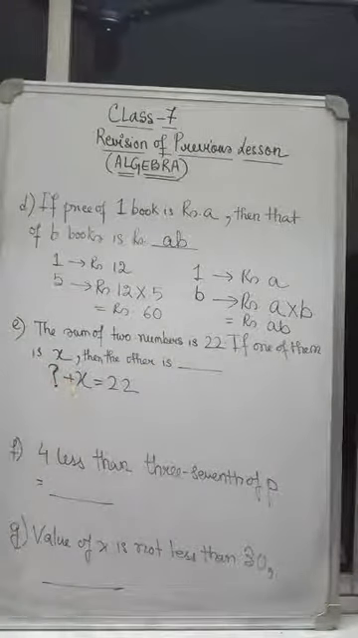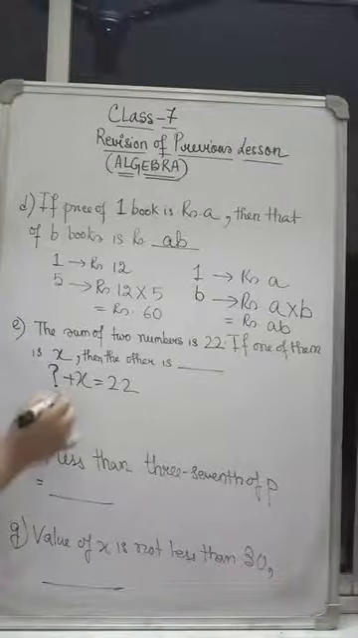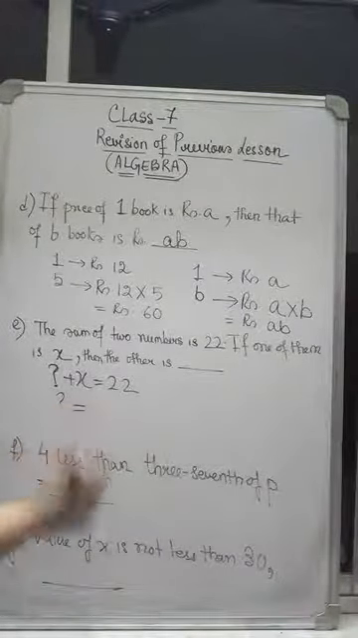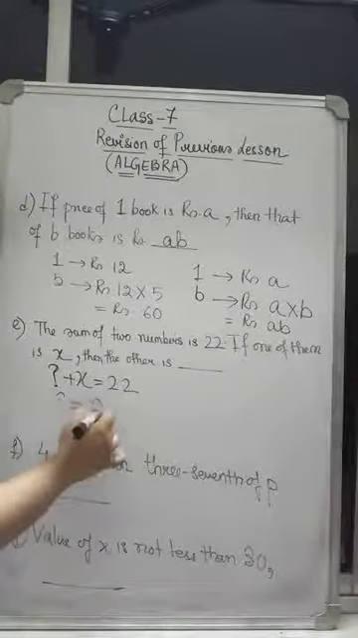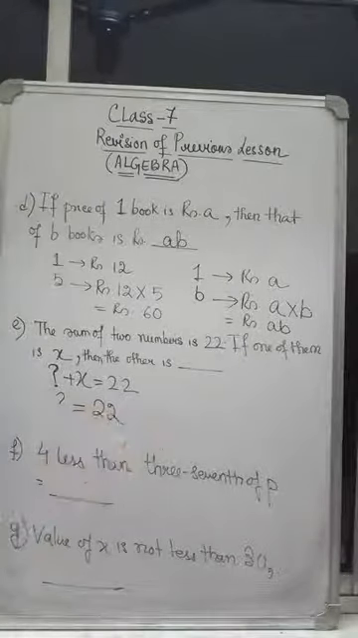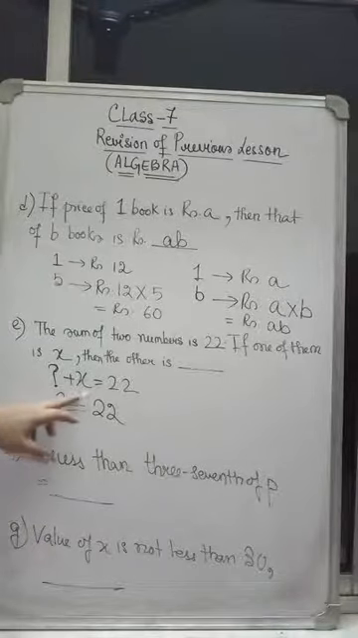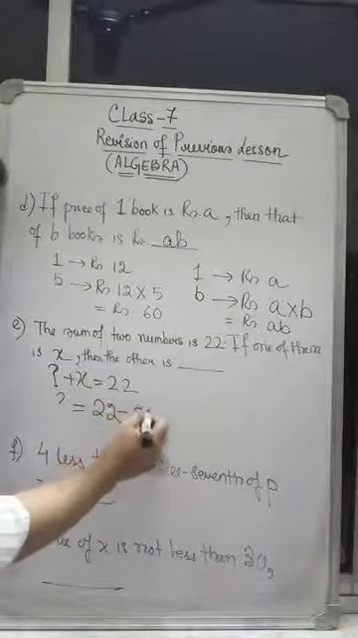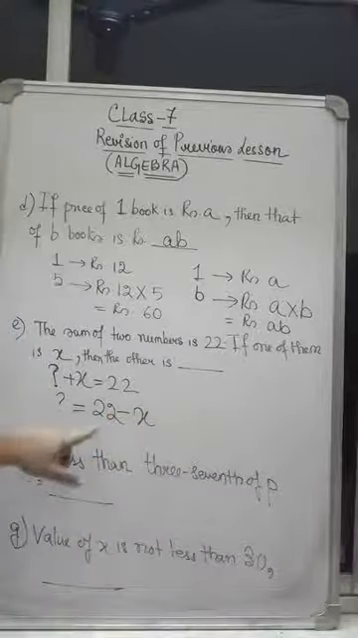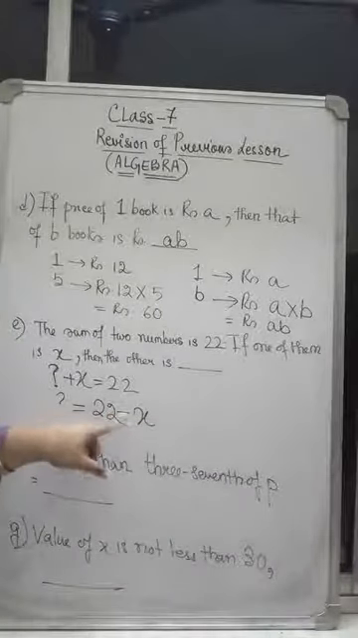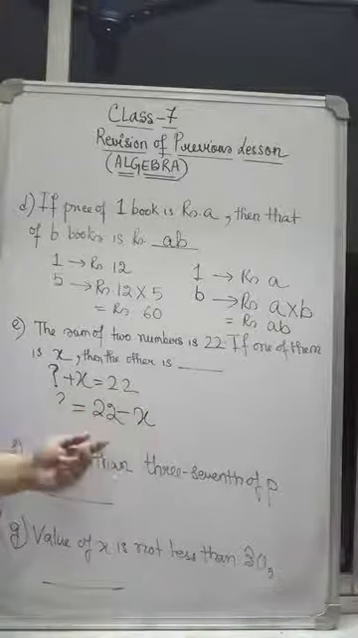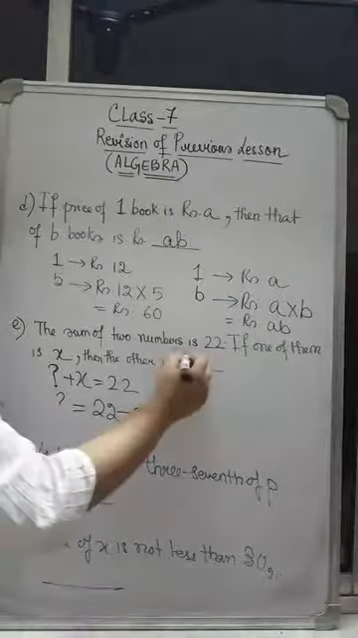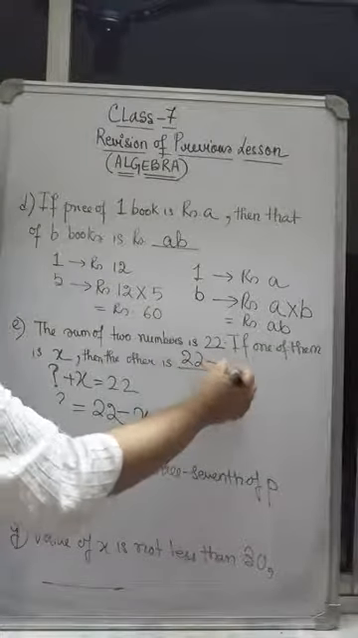How will you find the other number? So you will keep the unknown on one side and shift the known to the other side. So 22 is the total added value. One of the number is X, which is added this side. When it changes side, it becomes minus X. So from 22, the added value, if you subtract the known number, that will give you the other number. So the other number will be 22 minus X.